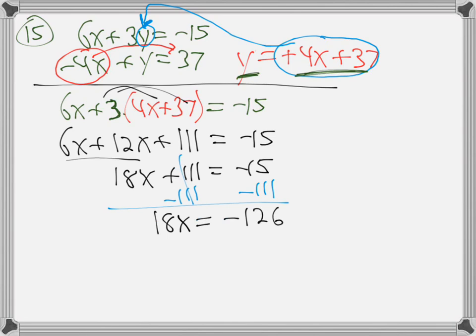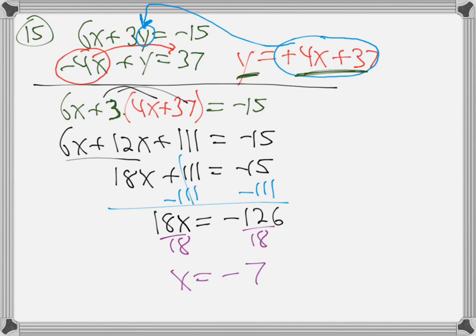126. Big ugly numbers. Last step, divide. I hope that's clean. What is it? 7. All right, it's always encouraging to see a nice clean number come out like that. So x is negative 7.